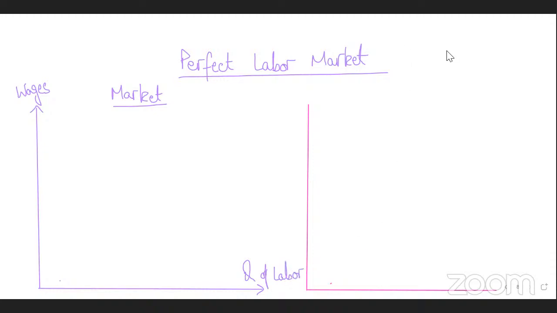And now on the other graph, on this right graph, again, you will have wages on the y-axis and quantity of labor on the x-axis. But the only difference is that on this graph, we are showing it for an individual firm, not for the entire market, but for one firm. So I'll write down firm over here. Okay, now this is for a single firm.